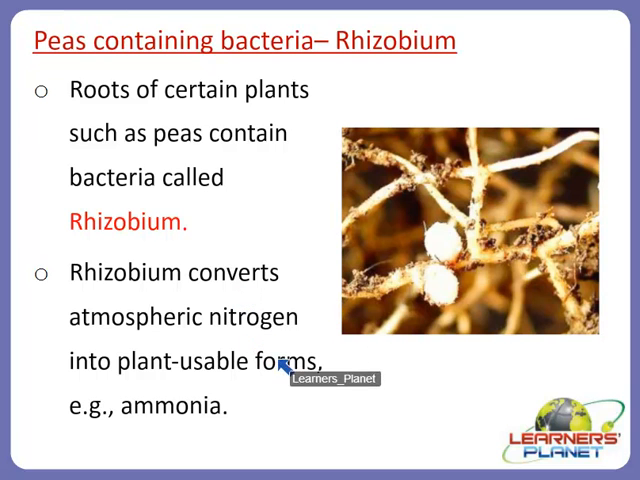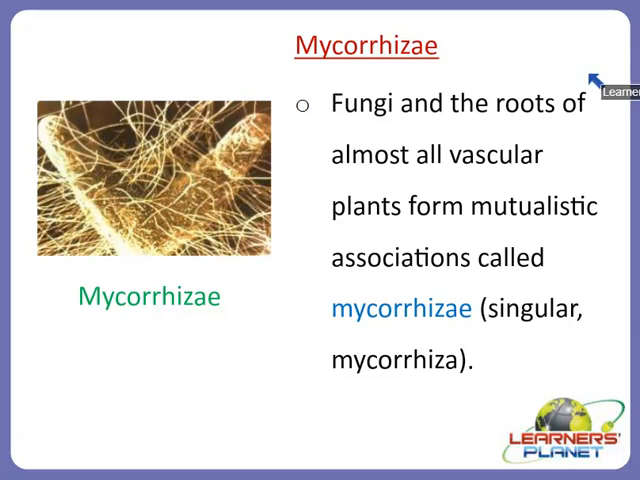Rhizobium converts atmospheric nitrogen into plant-usable forms, for example ammonia, and that is why the roots of these plants, that is peas, will get nutrients from the rhizobium. That is why we can say that these are symbiotic plants, because the rhizobium provides nutrients to the plant by converting atmospheric nitrogen into a plant-usable form. The rhizobium also gets shelter in the roots of certain plants such as peas, and the peas also get nutrients from the rhizobium.